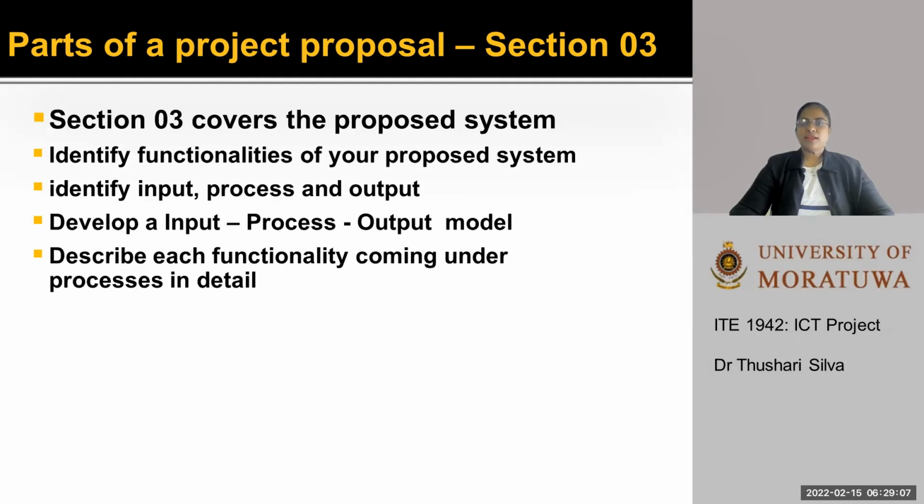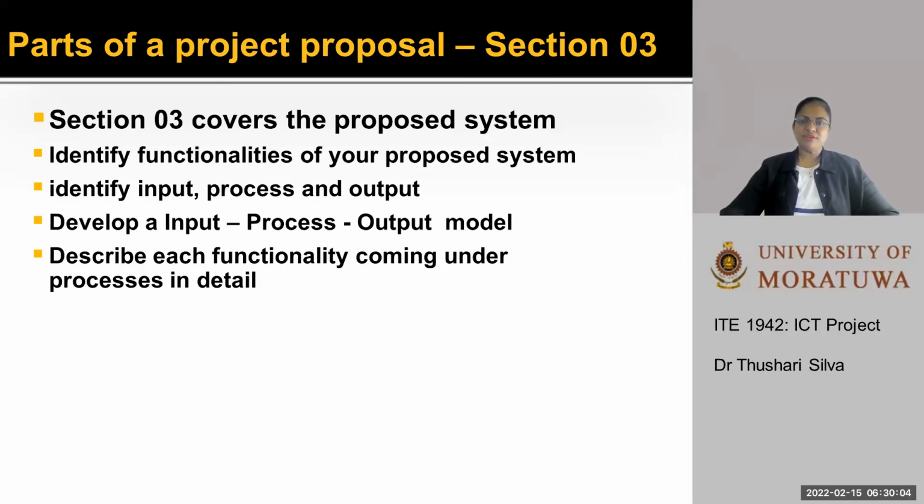Now let's go and look at Section 3 of your project proposal. That is the proposed system chapter or section, the proposed system, the proposed solution. Some might say proposed solution, so that is even fine. In the proposed solution section, you need to identify the major functionality.